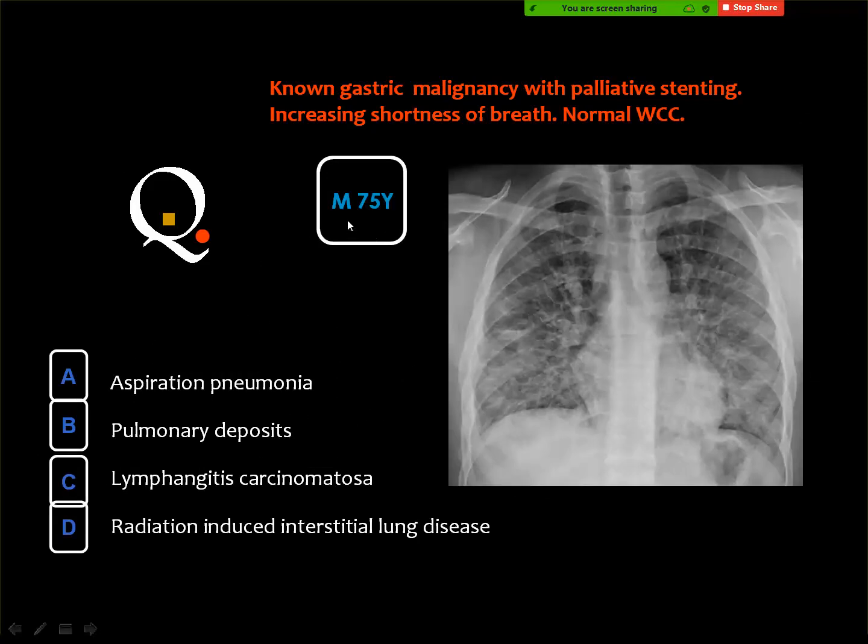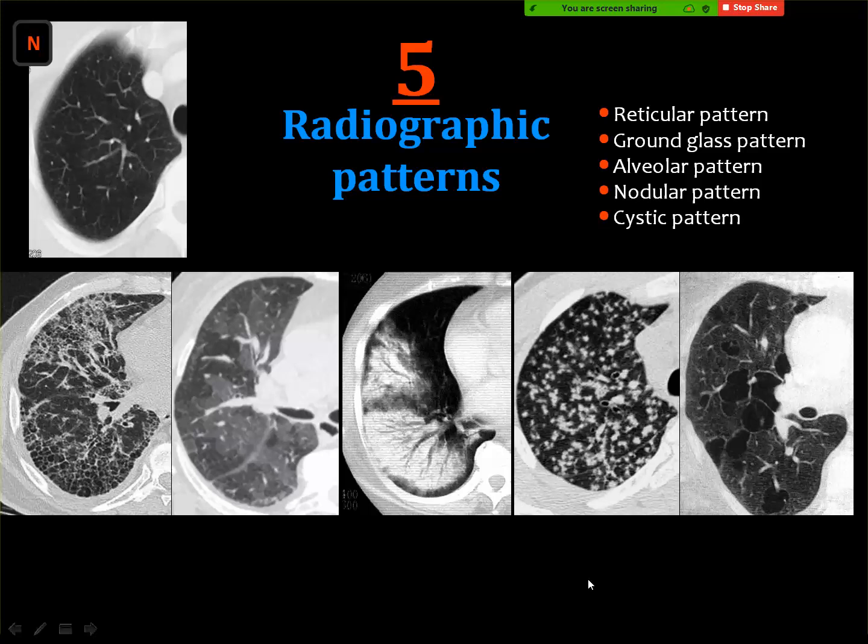And this is a male patient, 75 years old, with known gastric malignancy. Pulmonary deposit? Lymphangitis carcinomatosis. Yes, lymphangitis carcinomatosis. I have mentioned that whenever you see interstitial lung opacities in a patient known to have a primary malignancy, then you should think of lymphangitis carcinomatosis.